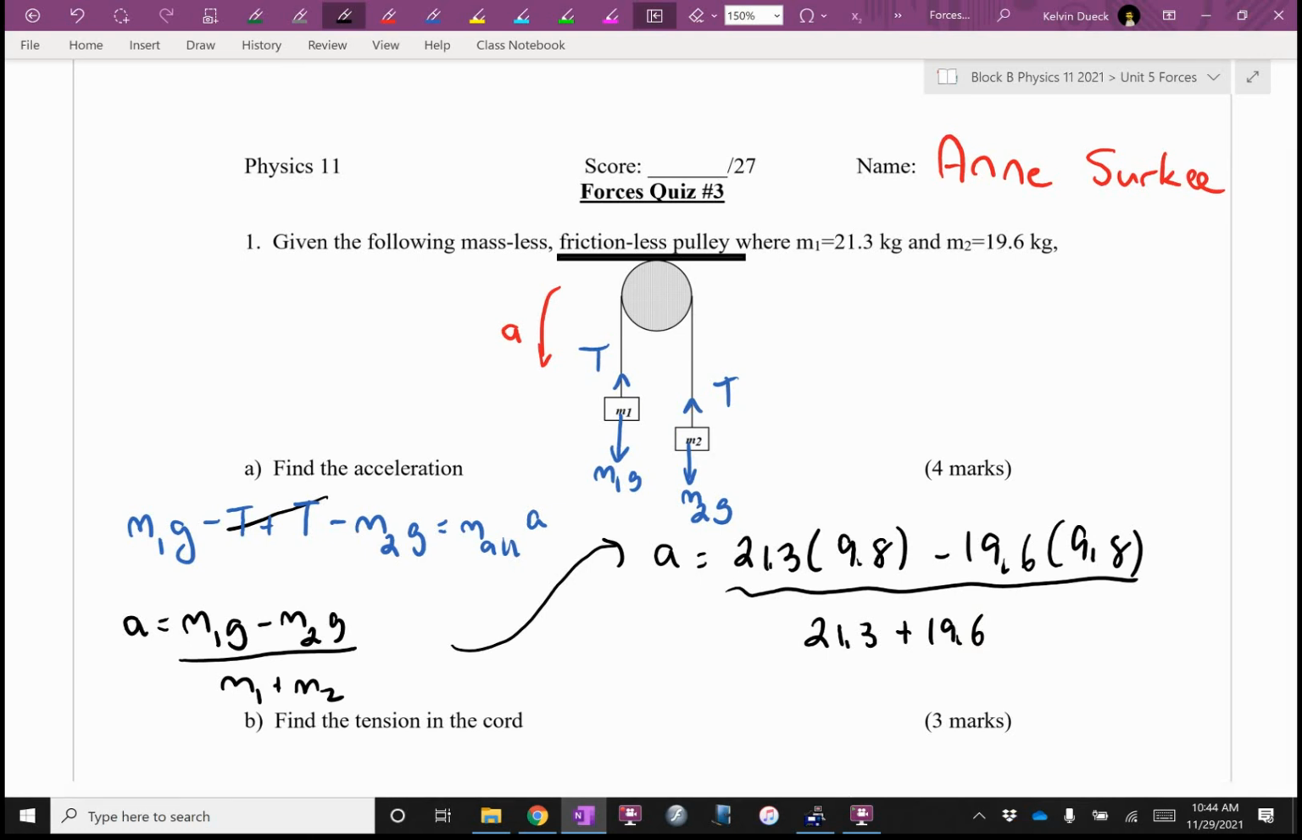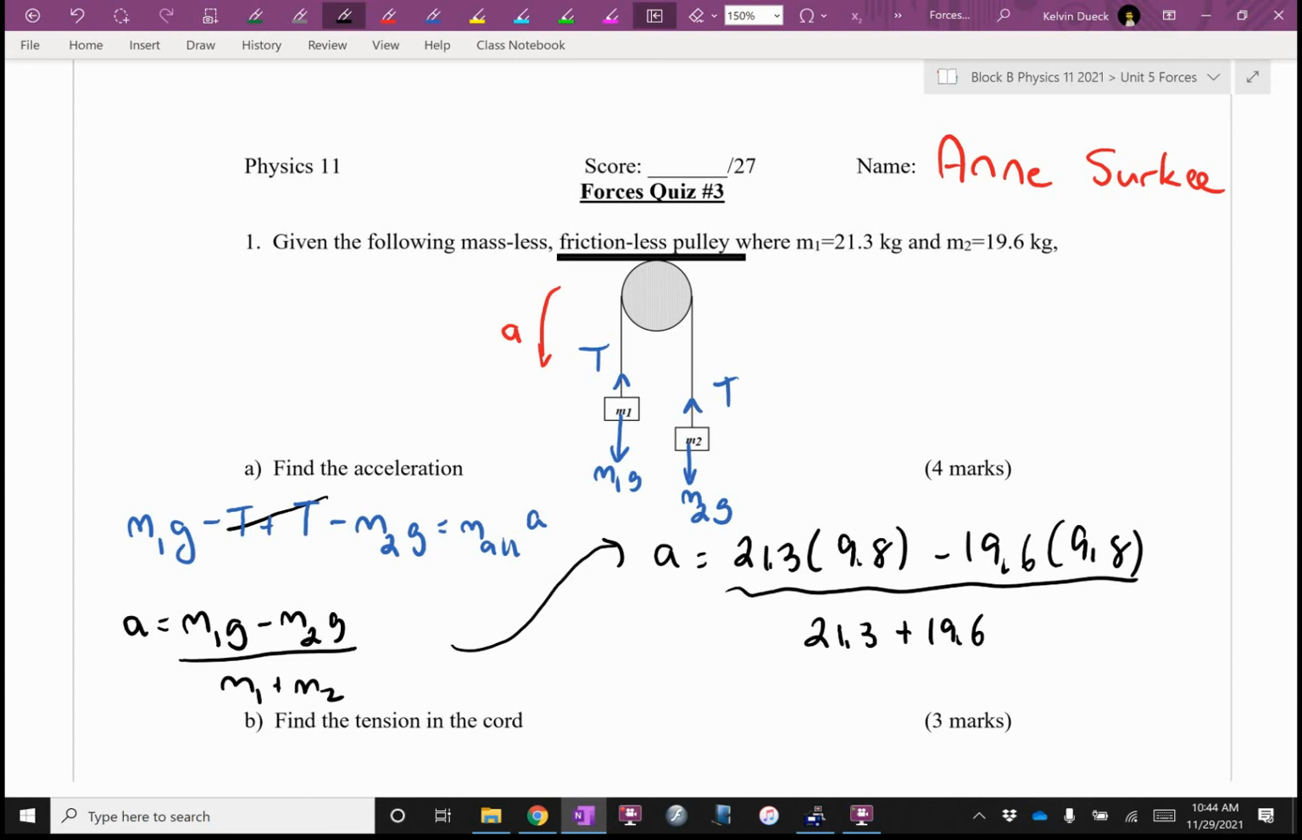I may have mentioned this on Friday, but what's the first mass? How big is M1? 21.3. How big is M2? If M2 was 21.3, what would the acceleration be if they were both identical masses? Zero. These are nearly identical. I'm guessing you got an answer definitely less than 2, probably less than 1. Am I right? Okay. So it gives me a bit of a built-in error check.